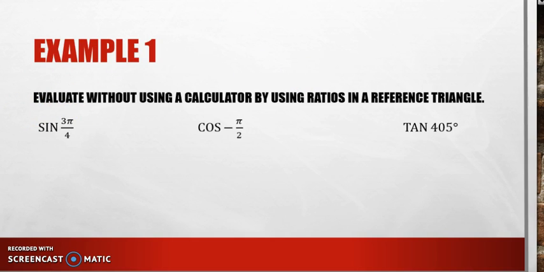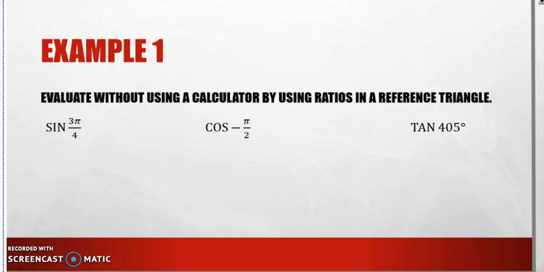So for this one, the first thing you need to be able to do is recognize where the angle is located on your unit circle. So 3 pi over 4 is the angle going halfway into the second quadrant, which means we have our 45, 45, 90 triangle set up. So we know that the sides must be square root of 2 over 2 and square root of 2 over 2, and then our hypotenuse is going to be equal to 1.